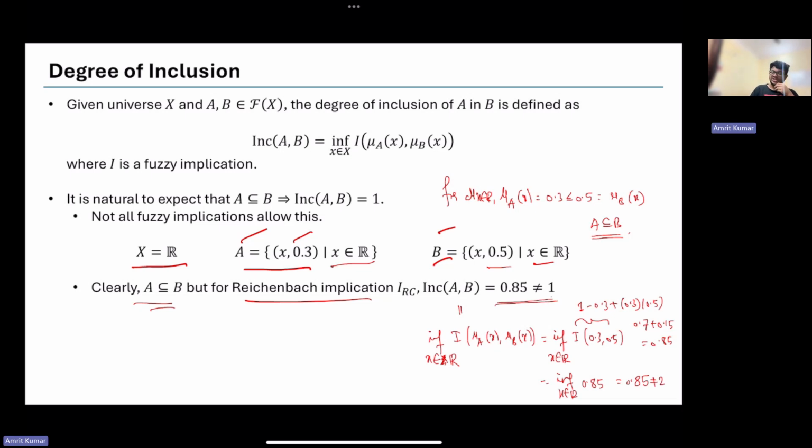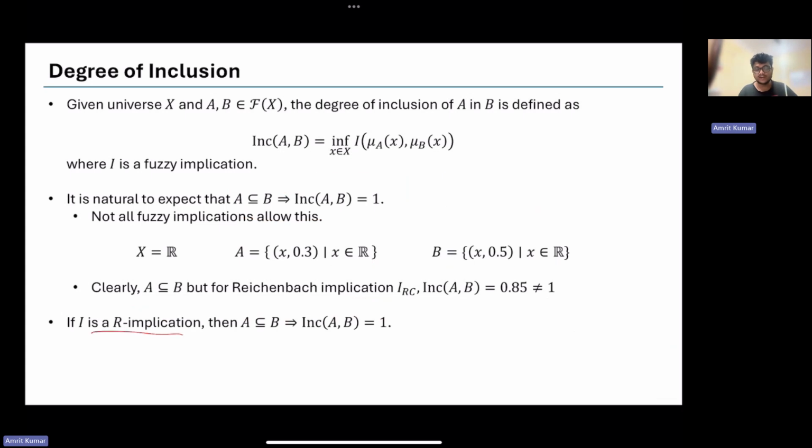Right? So this natural expectation that we have, it turns out that it does not hold in general, certainly not for all fuzzy implications I. So then it makes sense to ask for which fuzzy implications this happens, that when A is a subset of B in Zadeh's sense, A is completely included in B, or in other words, the inclusion degree of A in B is 1. And it turns out that if I is an R implication, then this happens.